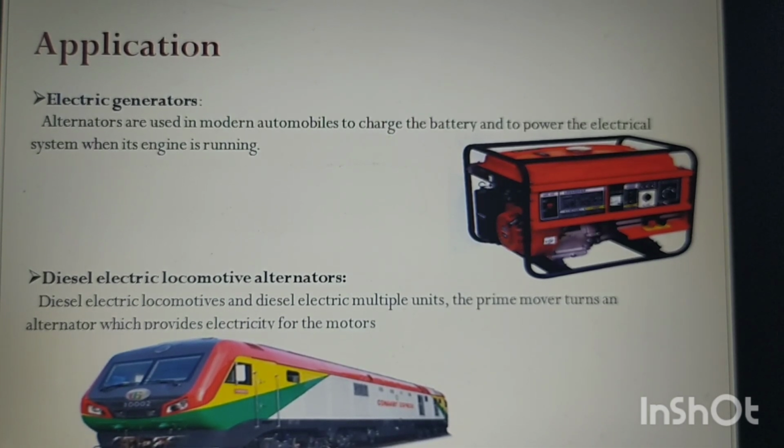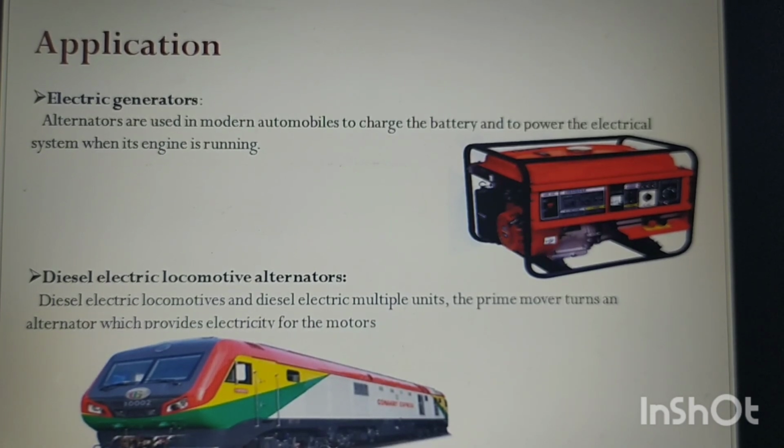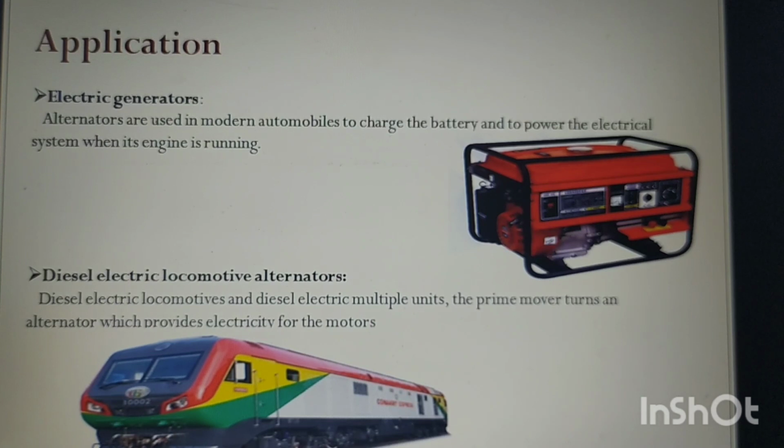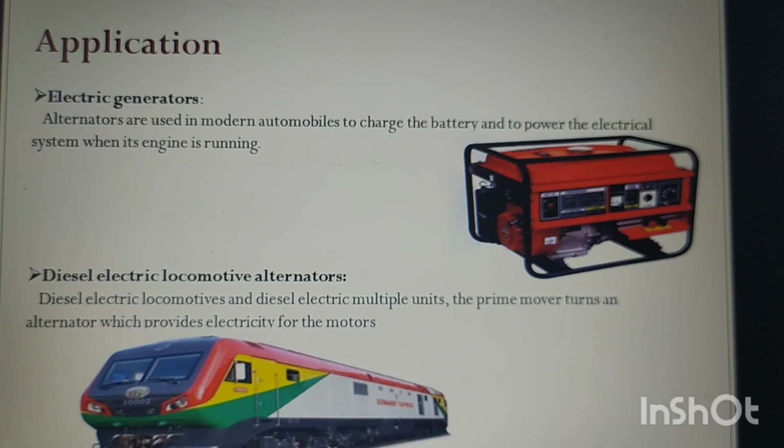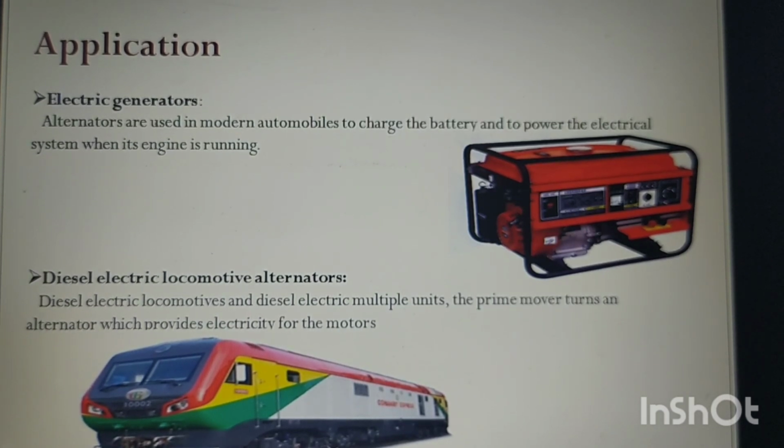We can also use these AC generators as diesel electric locomotive alternators. What is the use of these AC generators here? They are used for moving the alternator, which provides electricity to the motors. There are various other applications for these AC generators, but we will be discussing only two applications here.